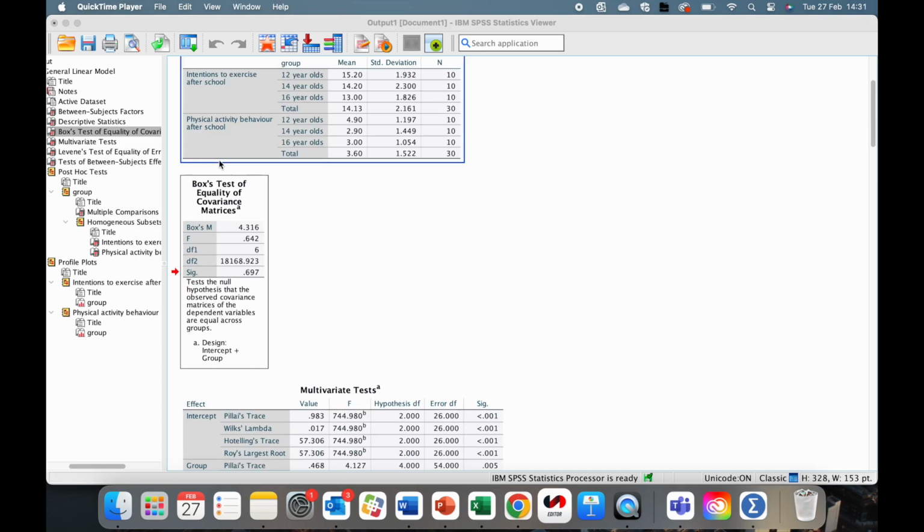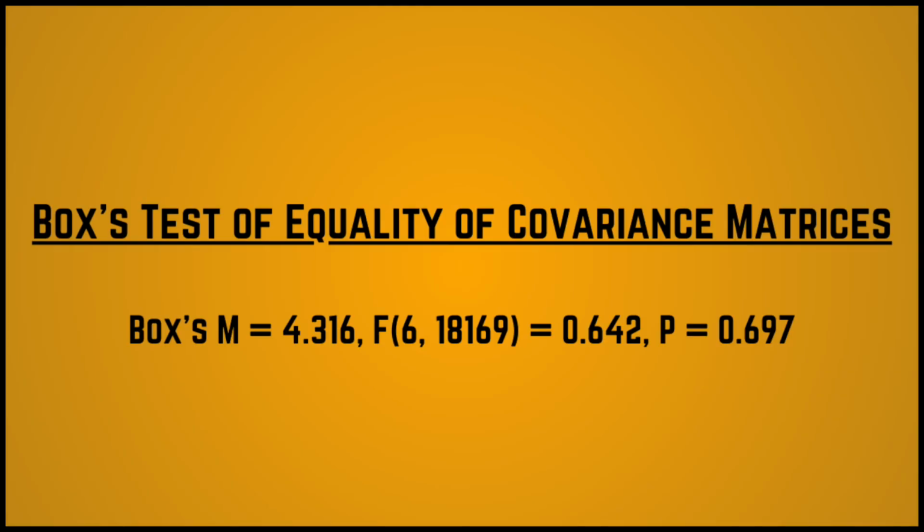Box's test of equality of covariance matrices. For this, we want the statistic to be non-significant, meaning the probability level should be greater than 0.001. This example is 0.697. This indicates that there are no significant differences between the covariance matrices, hence assumption not breached. How we write it is Box's M equals 4.316, F(6, 18169) equals 0.642, and the p-value is 0.697.